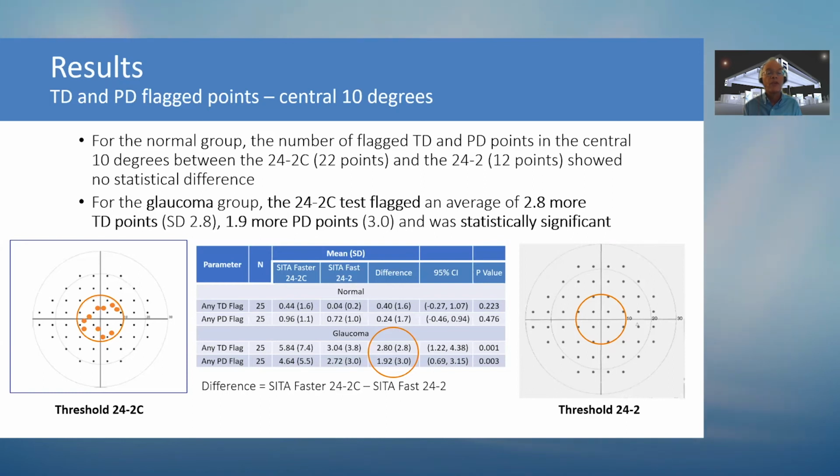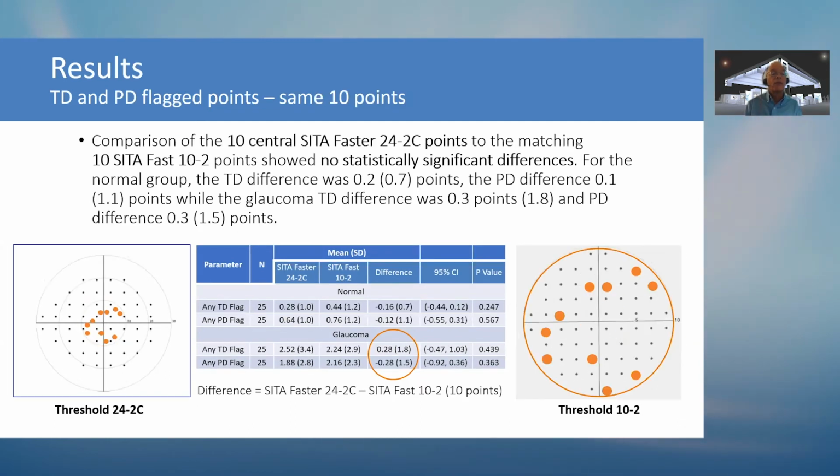With patients with glaucoma, though, we found that a few extra points were flagged in both the total deviation as well as the pattern deviation plots on the 24-2C. So those extra 10 points pointed out some visual field loss that wasn't being picked up on the 24-2. The other thing that was looked at were specifically the points between the threshold 10-2 and the 24-2C.